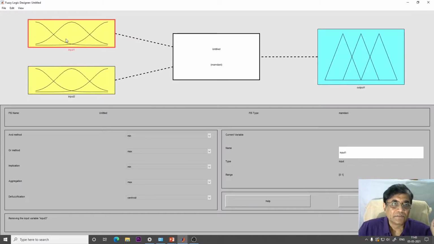What will my inputs be? The input is quality of food. What could be another input? Quality of service. In the tipping problem, these are very logical, logically designed: quality of service and quality of food. And what will be my output? The output will be the tip, the quantum of tips.